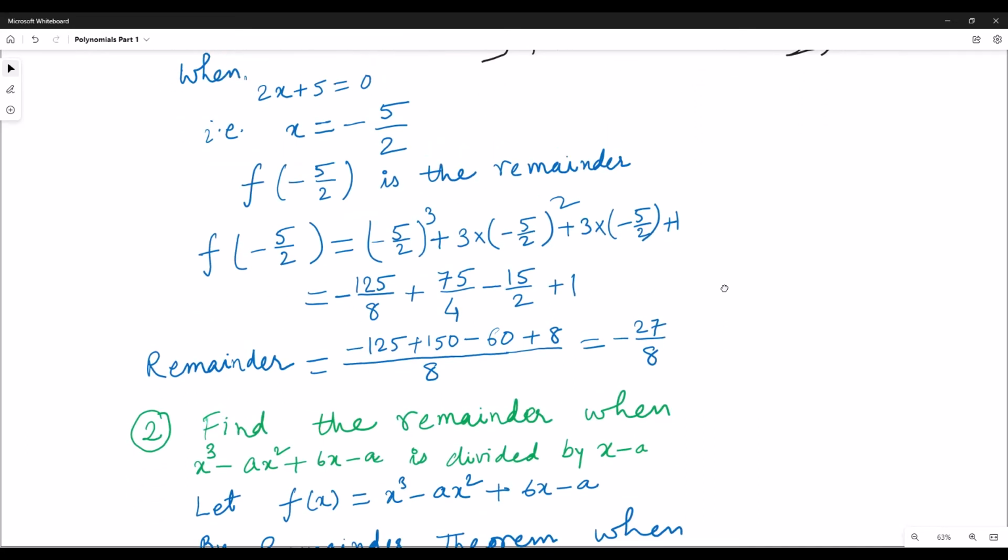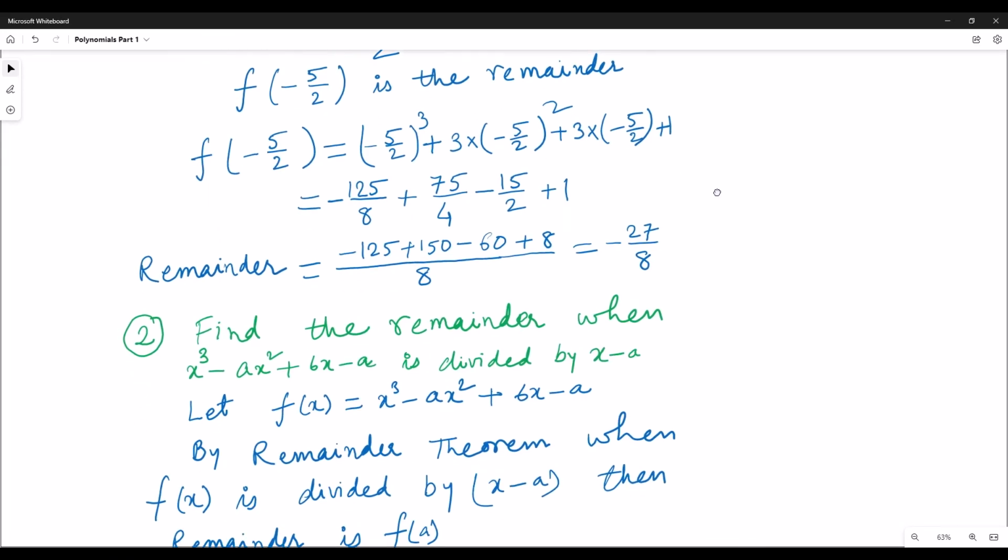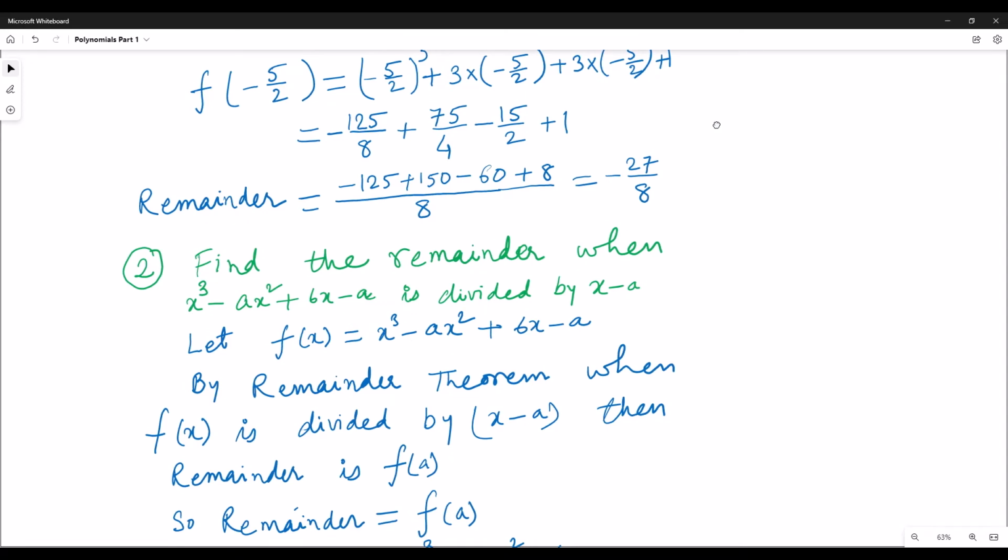Find the remainder when x cube minus ax square plus 6x minus a is divided by x minus a. So what will it be? If p(x) or f(x) is divided by x minus a, the remainder is f(a). That is by the remainder theorem.